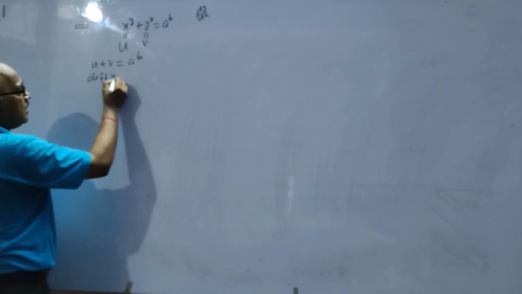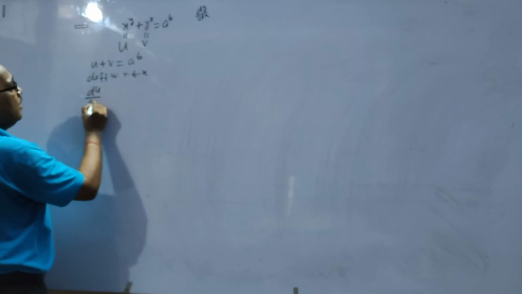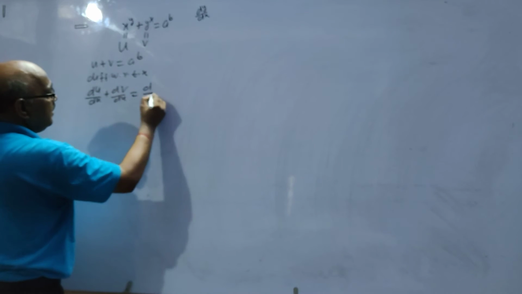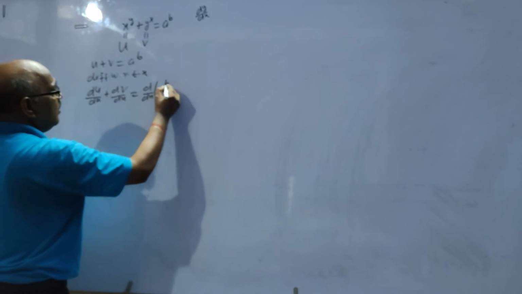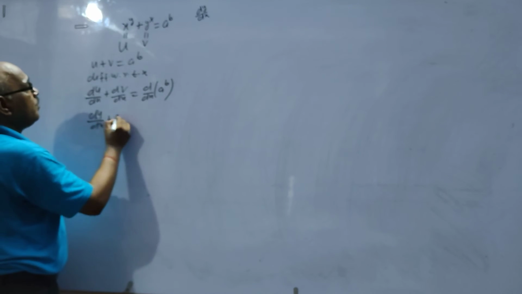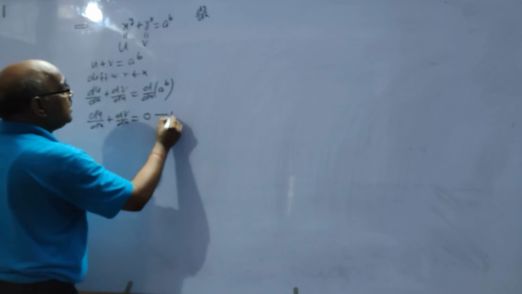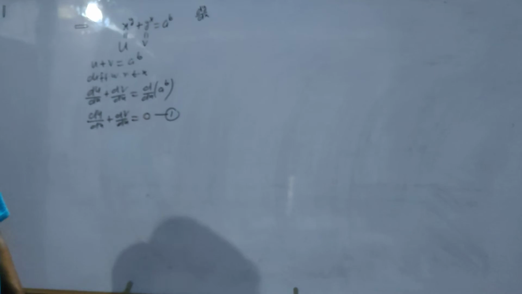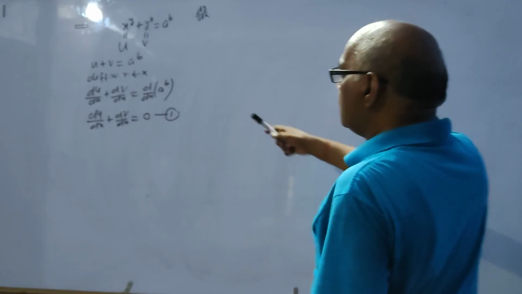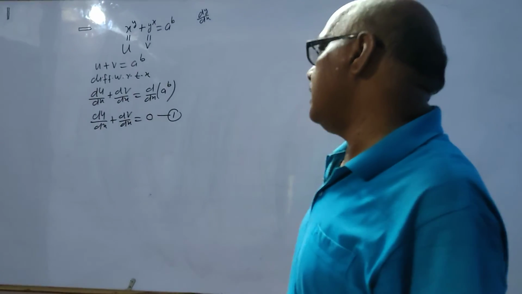Differentiating with respect to x क्या आएगा, du over dx plus dv over dx, that is d over dx of a to the power b. A and b both are constant, a to the power b will also be constant, so differentiation of a constant with respect to x is 0.